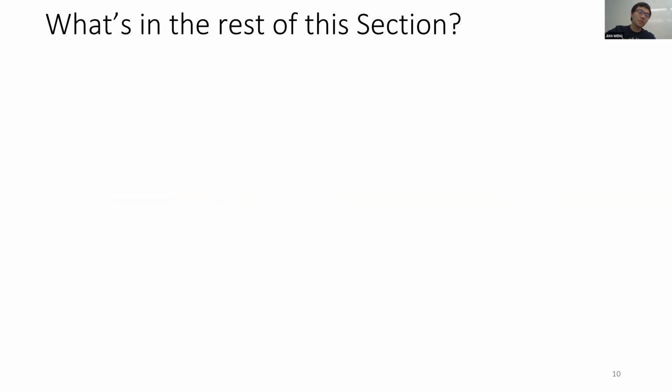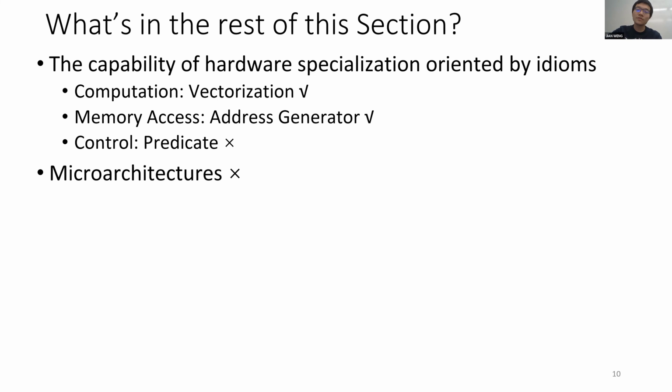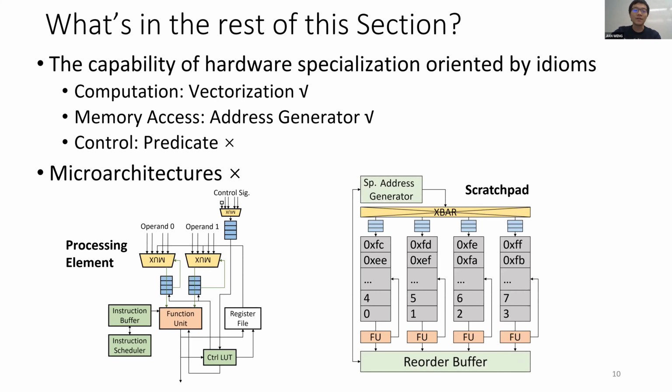Okay. So we're done with explaining the decoupled spatial paradigm. So what's next? Considering the limited time, I will only cover how the computation and the memory access are specialized. Though we do have predicate-based conditional execution, this involves too many low-level technical details and microarchitecture stuff, so I will also omit microarchitecture. I do have backup slides for that if you have any questions on that.